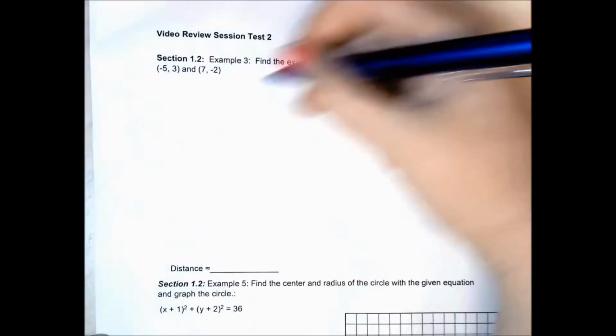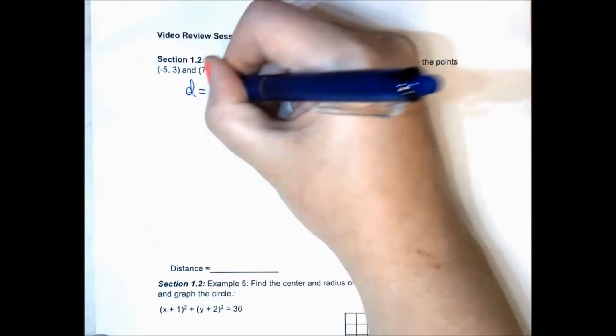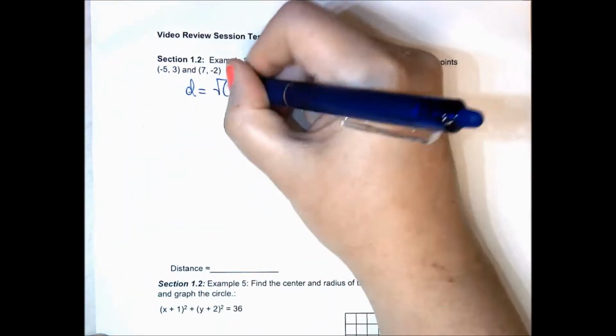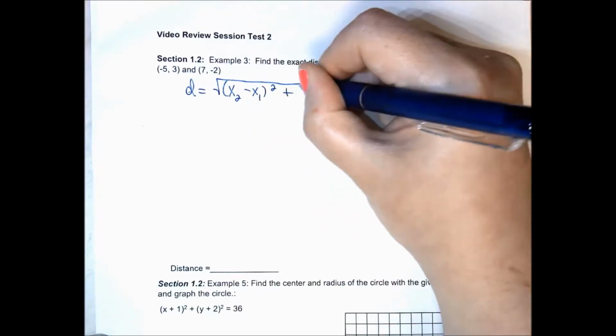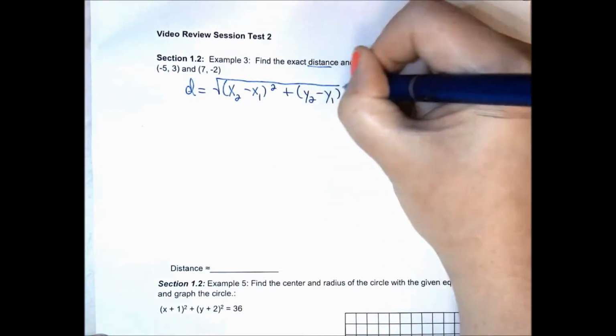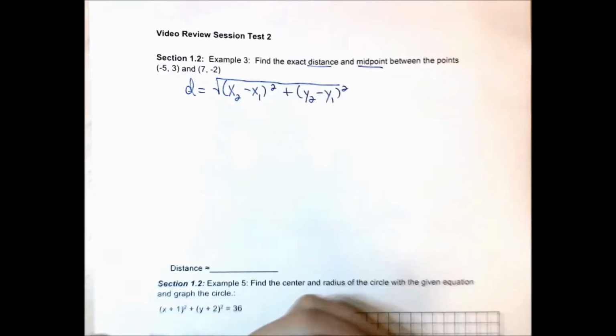So the distance formula says to find the difference in the x's and square it, find the difference in the y's and square it, and then take the square root of that.